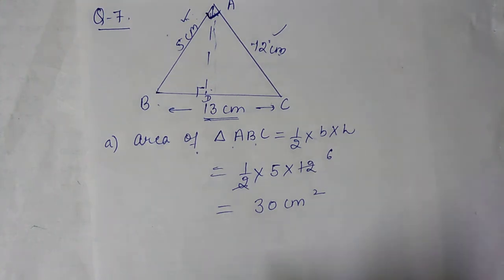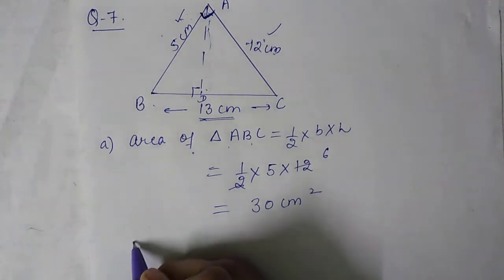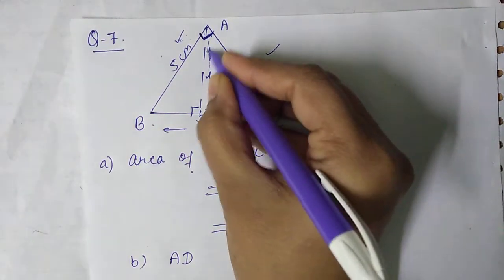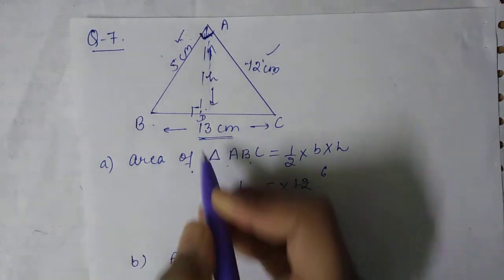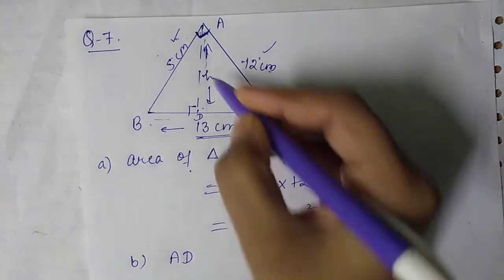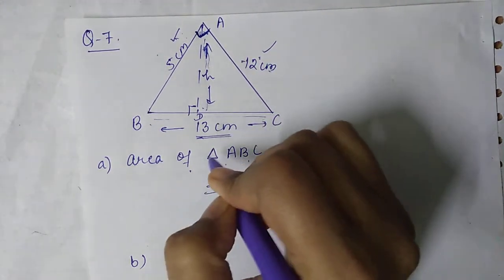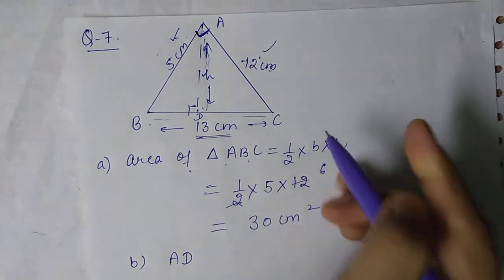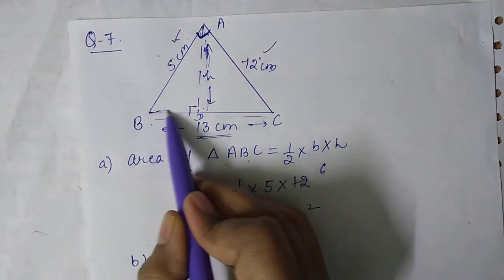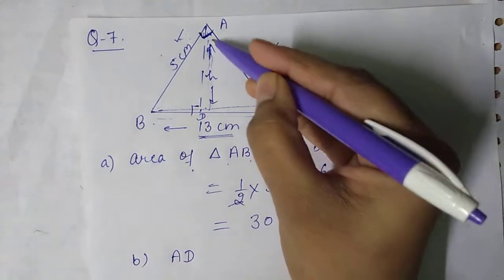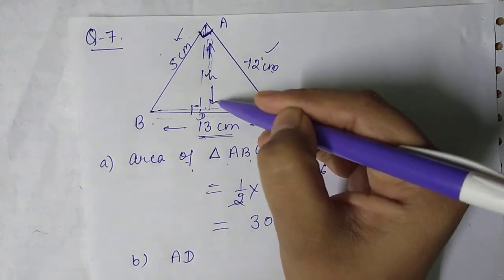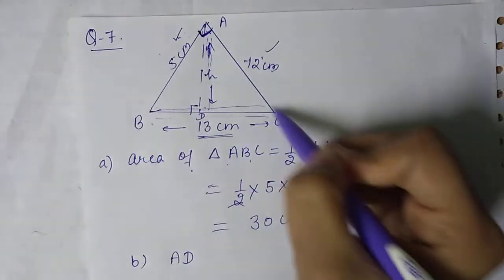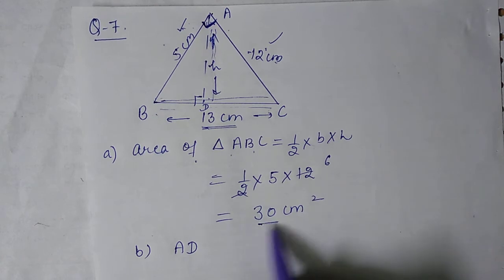Now what you have to find? You have to find AD in B part. AD is this. Let it be H. Now if I take this as base and this as height, and apply half into base into height, what will I get? I will get the area of triangle ABC. Again I am repeating, if I take this as base and this as height, and apply half into base into height, I will get the area of triangle ABC, and the area of triangle ABC I have already calculated.